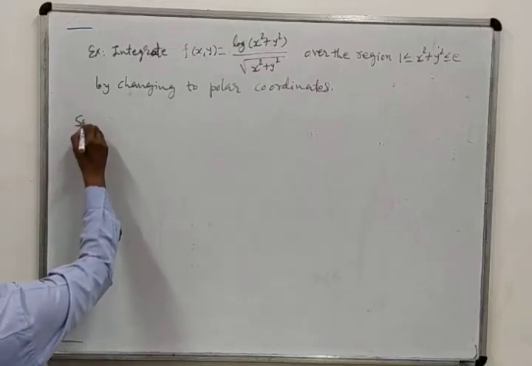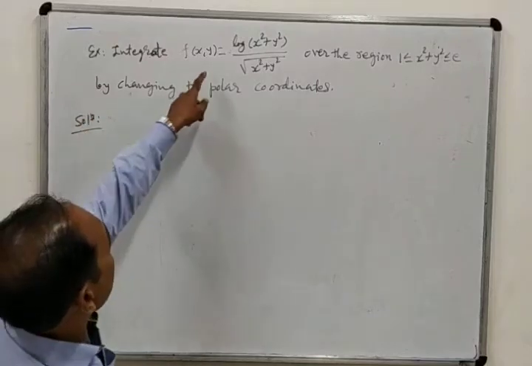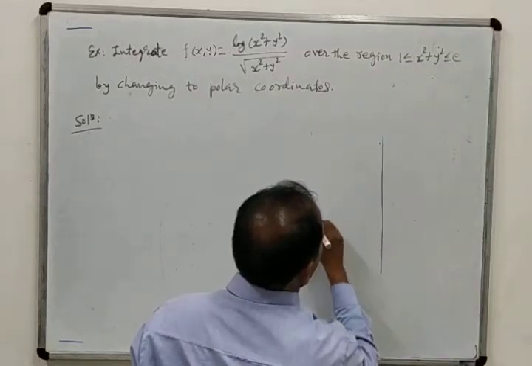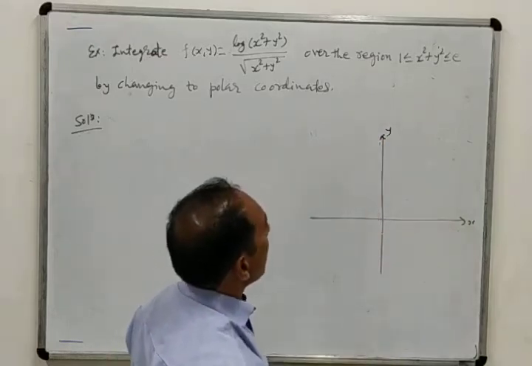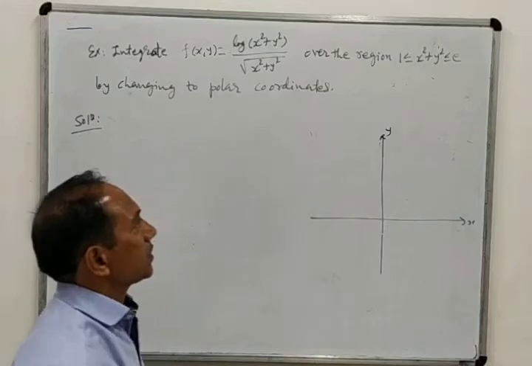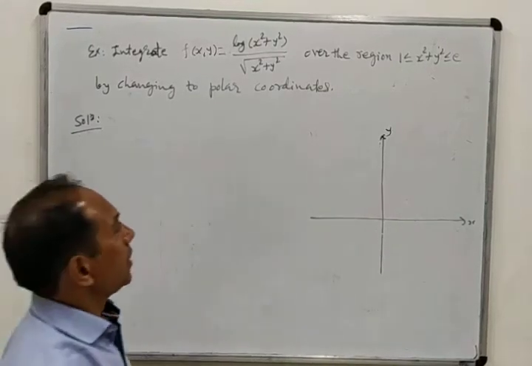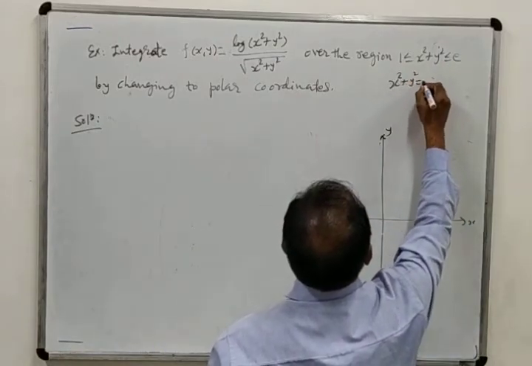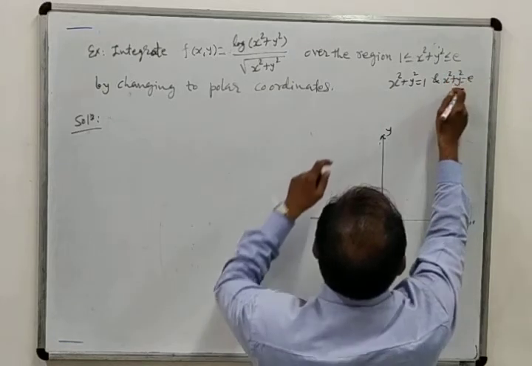So solution. First of all, we want to integrate this function over the region. So we will draw the figure, x-axis, y-axis. Here 1 less than or equal to x square plus y square less than or equal to e. That means x square plus y square lies between 1 and e. That means the region lies between x square plus y square equal to 1 and x square plus y square equal to e. It lies between these two curves.